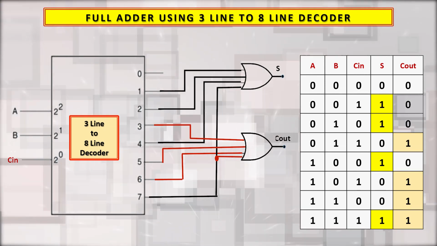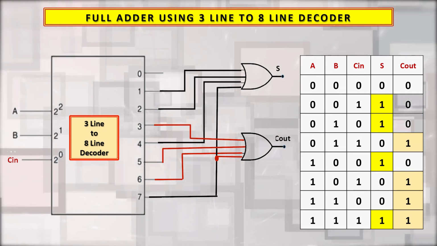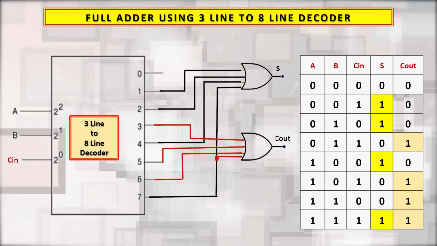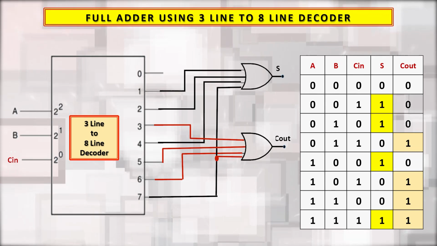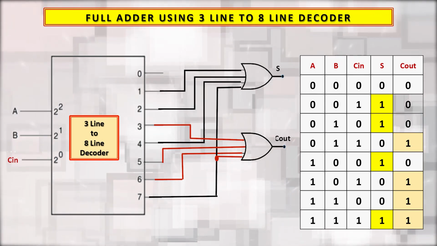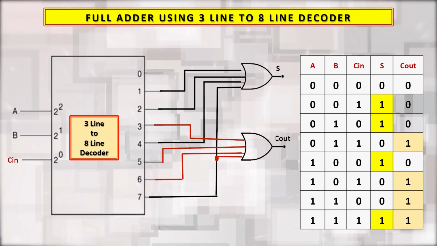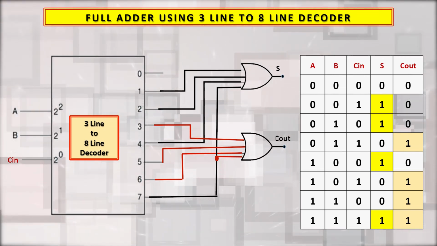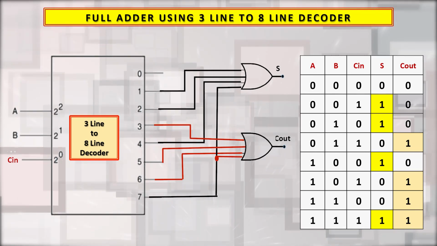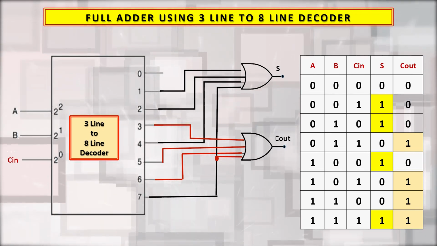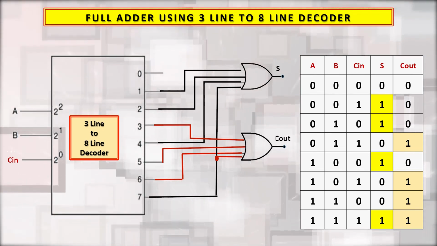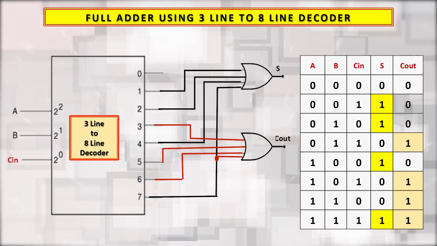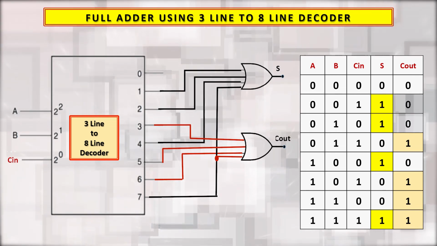In the truth table you can see the bits that are high for the S output and the bits that are high for the C out output are highlighted. So, what we will do, this input A, input B and input C in are connected to the 3 inputs of the 3 to 8 decoder.